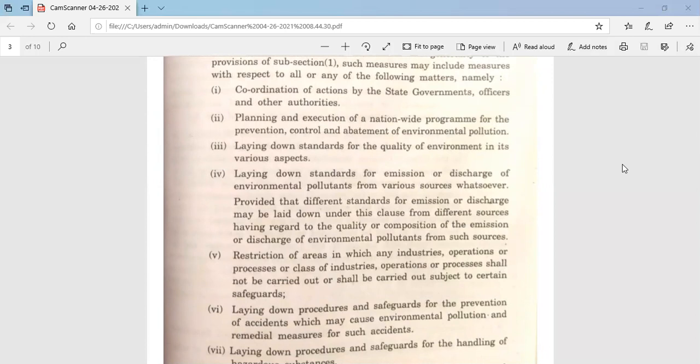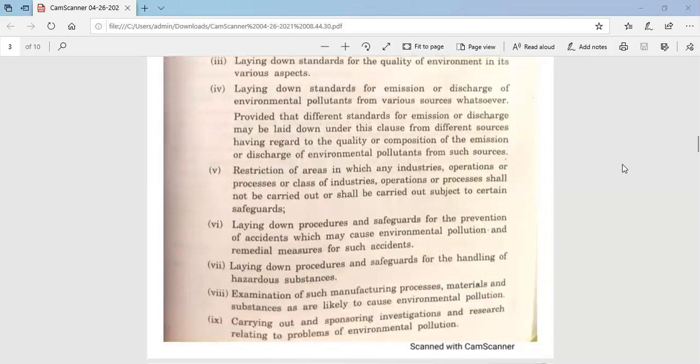Right. Next is laying down standards for emission or discharge of environmental pollutants from various sources whatsoever, provided that different standards for emission or discharge may be laid down under this clause from different sources having regard to the quality or composition of the emission or discharge of environmental pollutants from such sources.